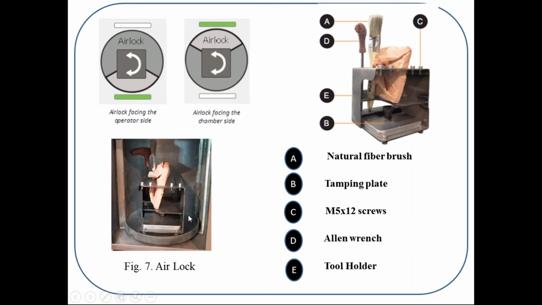The airlock is used for keeping the accessories inside the process chamber. If the airlock is facing the operator side, meaning the green symbol indicates the down position, then we can put the accessories required inside the process chamber. After that, as we click on airlock, the green symbol moves upward. Then the airlock is facing the chamber side.